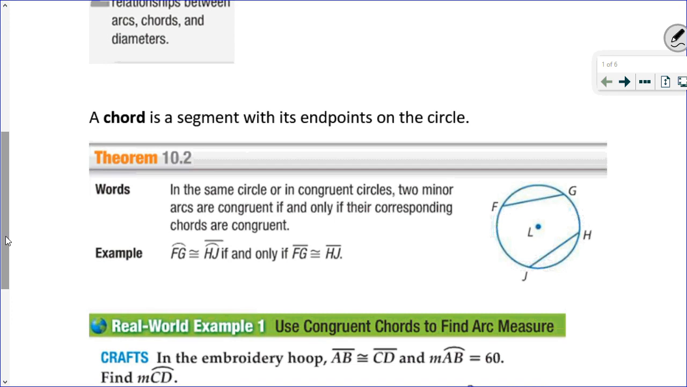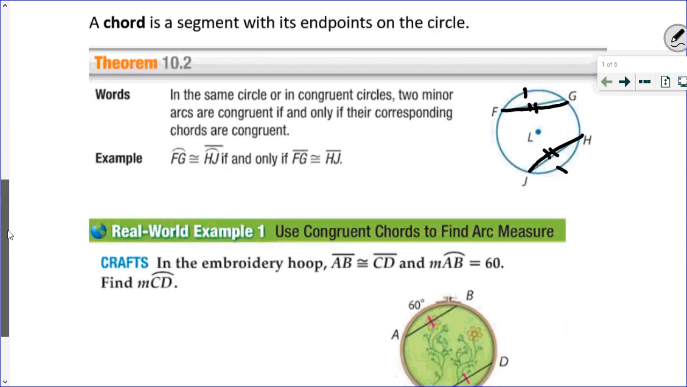Theorem 10.2 states that in the same circle or in congruent circles, two minor arcs are congruent if and only if their corresponding chords are congruent. So that gives us that arc FG is congruent to arc JH if and only if chord FG is congruent to chord JH. Those arcs are congruent if and only if the chords are congruent. All right, let's use theorem 10.2 in this example.